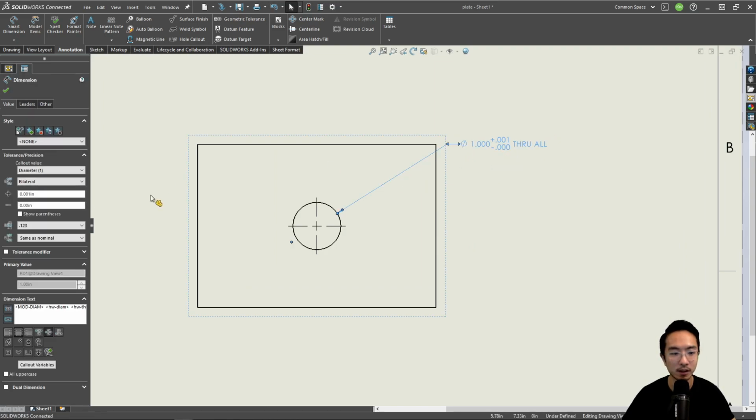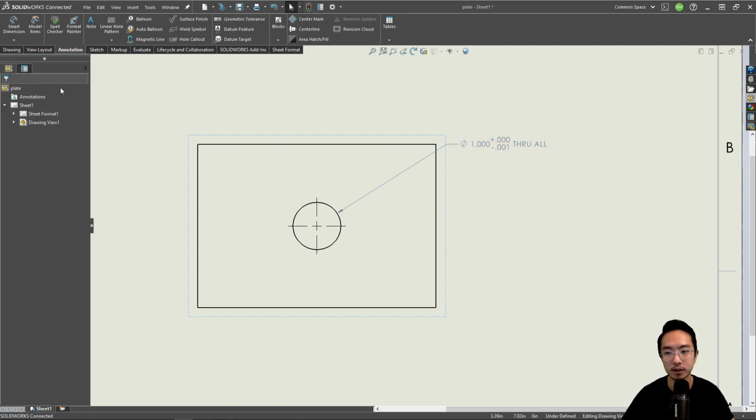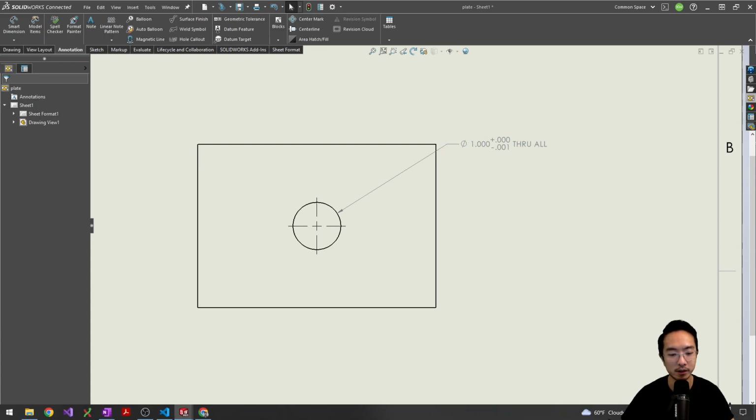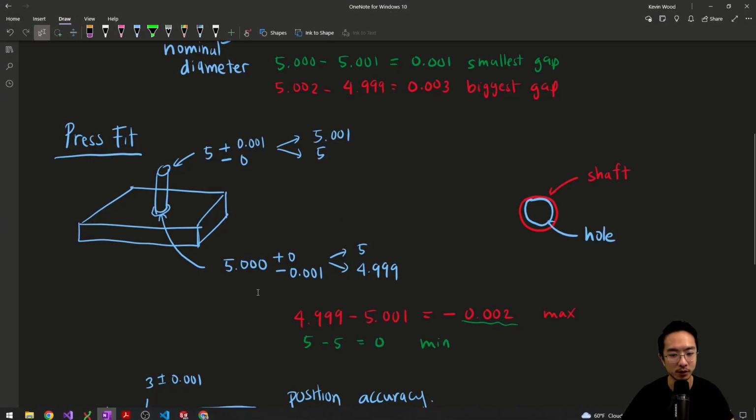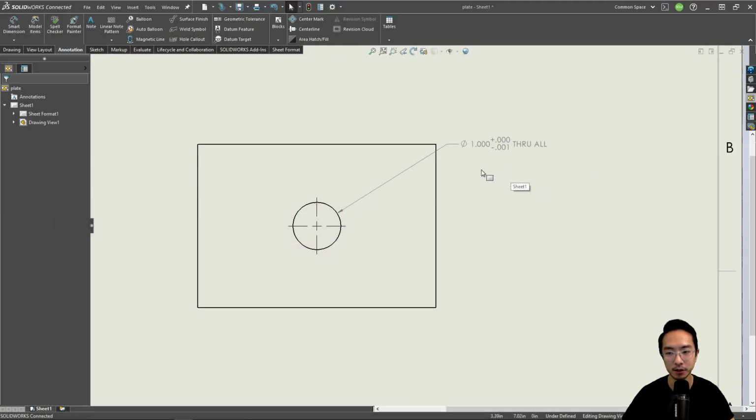be under. I'm going to make this 0, and then make this, yeah, I want it to be smaller. So plus 0 minus 1, right? If we look at what we drew here, plus 0 minus 1. This will ensure that there's going to be some sort of interference when it's being fitted.